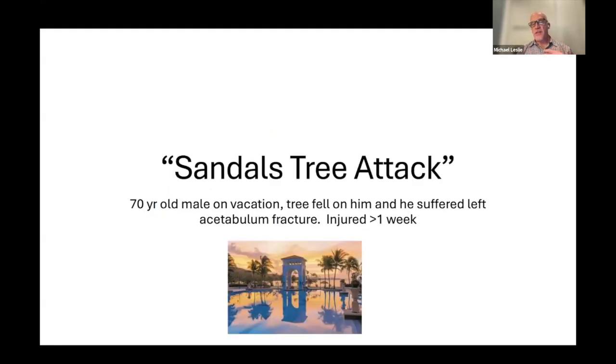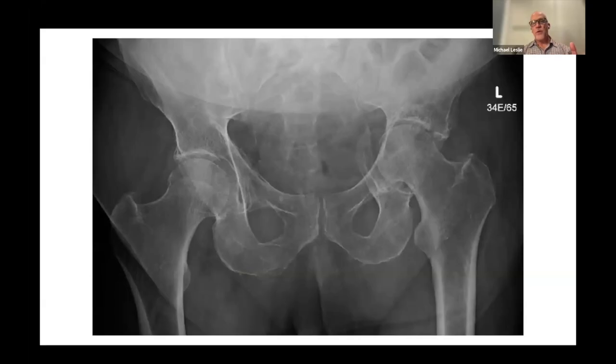I'll just go through this last case here as we wrap up for the evening. This was a 70-year-old gentleman. A tree actually fell on him while he was at Sandals in the Caribbean, and he was more than a week out with this particular injury. Mike and Aaron, what are your thoughts on this particular injury in a 70-year-old, otherwise totally functional man who works full-time doing construction?